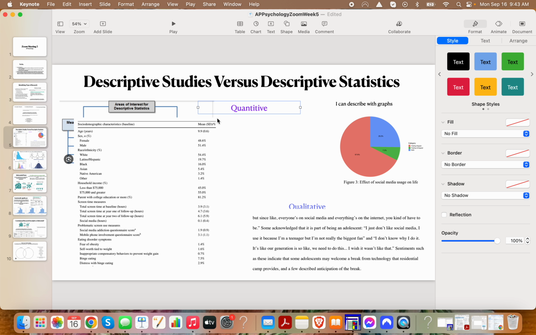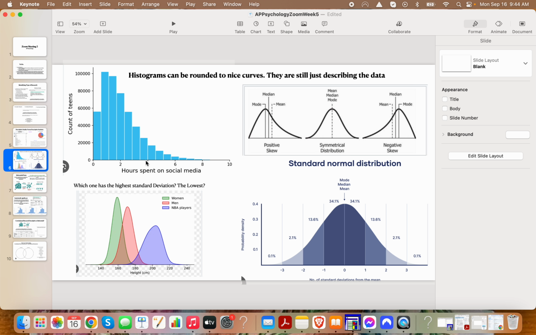And one way we summarize quantitative data is by using what's called a histogram. With this blue one, you always start by looking at the x-axis, where I have hours spent on social media, and on the y-axis I have count. So this looks like 58,000 teens spend between 0 and maybe 30 minutes, 60 minutes, 90 minutes, about. So how many hours they're spending on social media.